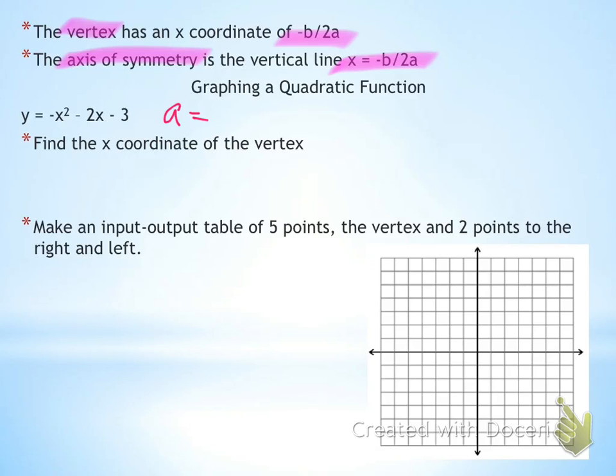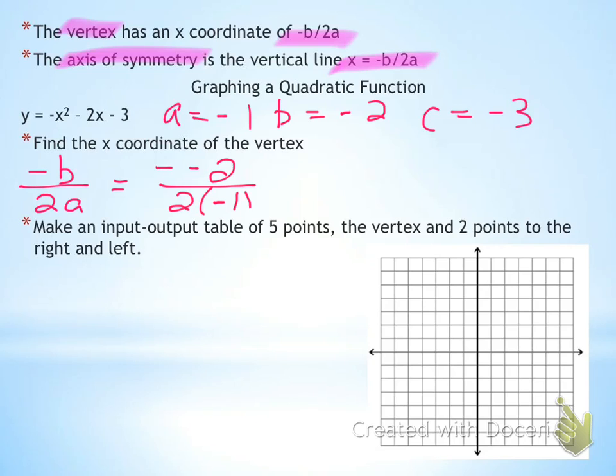So for this first example, the first thing I'm going to do is find the x coordinate. I'm going to identify my a, b, and c values. My a value is -1, b value is -2, c value is -3. Then I plug that into negative b over 2a. So I get negative b, so -(-2), over 2 times -1. So I get positive 2 over -2, which is the same thing as -1.